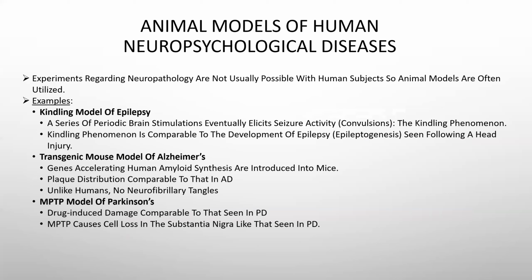I wanted to bring up the issue here of how we're studying some of these disorders. And so we're using animal models to better understand some of these diseases. Experiments regarding neuropathology are not usually possible with human subjects, so animal models are often utilized. I'll give you some examples here. So the kindling model of epilepsy, we can provide periodic brain stimulations into an animal, which would then elicit seizure activity and elicit convulsions. And that's what we call the kindling phenomenon.